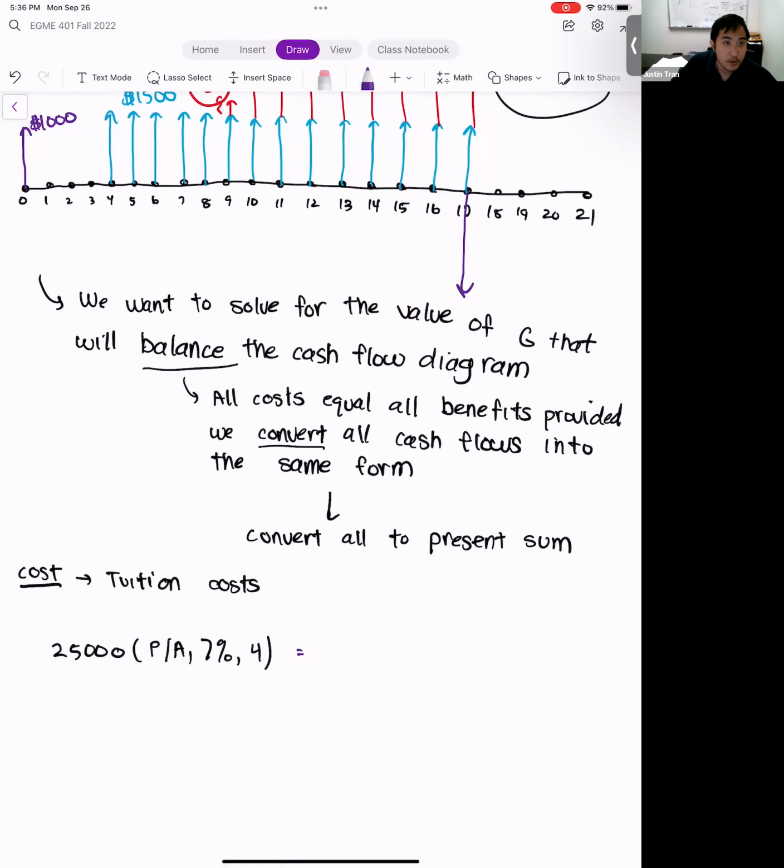Let me jump to the compound interest tables. The value for P over A at 7% for 4 years is 3.387. Let's punch that into the calculator. We have 25,000 times 3.387, which is 84,675.